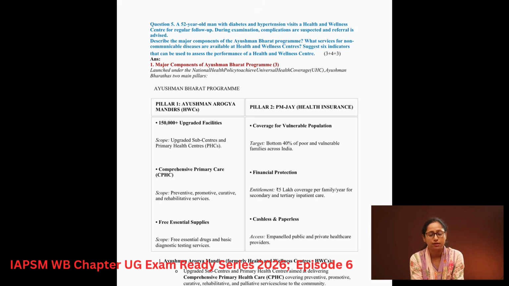Suggest 6 indicators that can be used to assess the performance of a health and wellness center.